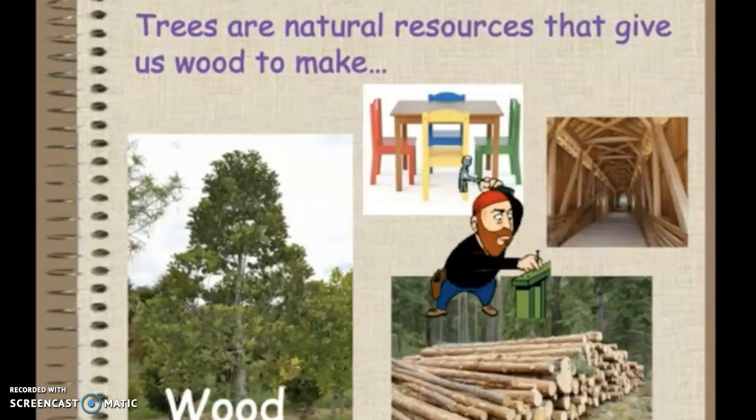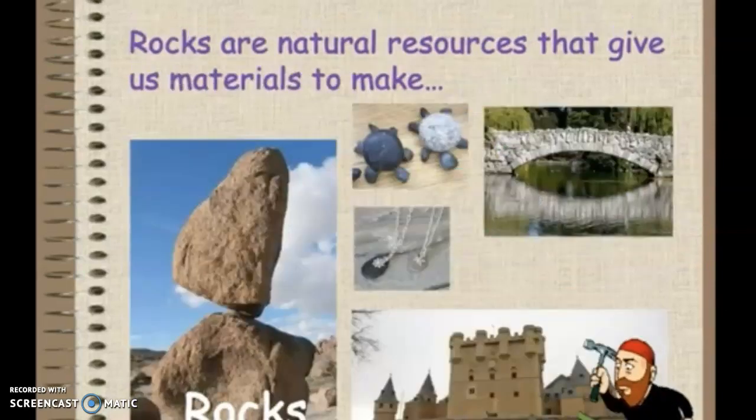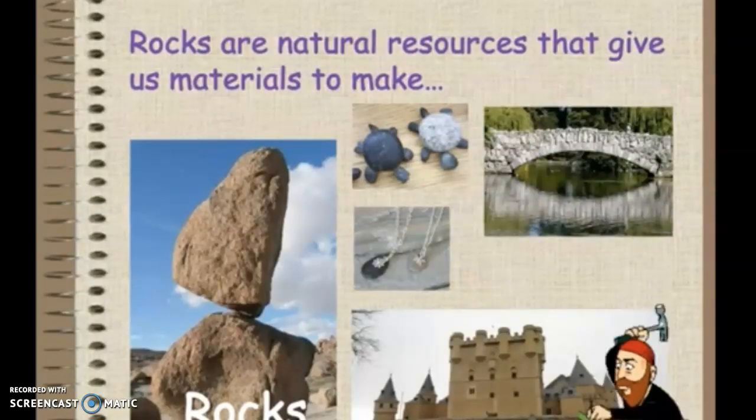Trees are natural resources that give us wood to make furniture, bridges, houses. Rocks are natural resources that give us materials to make bridges, castles, jewelry, toys, and so much more.